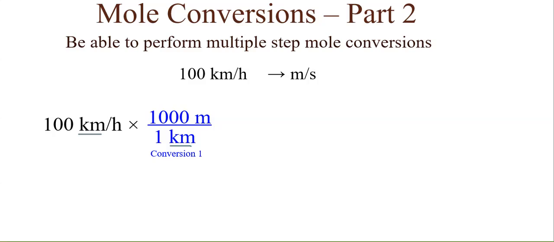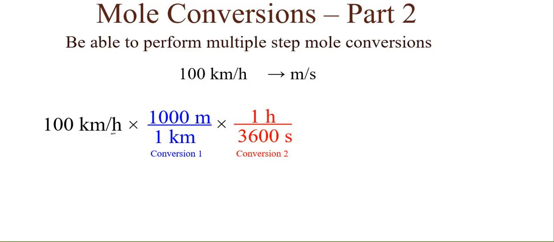Since kilometer is larger than meter, I would assign the number 1 to it. I generally don't like to use decimal numbers if I don't need to, so I'd rather call it 1,000 meters for every 1 kilometer rather than 1 meter for every 1,000th kilometer. So this to me makes more sense, and that's why I set mine up this way. So that will take care of your kilometers.